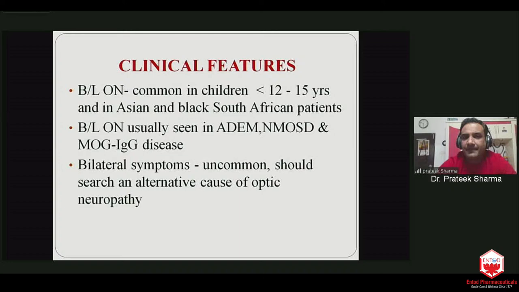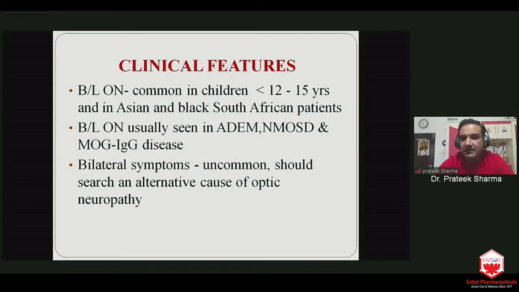encephalomyelitis, common. And also what we used to call Japanese multiple sclerosis has now become NMO spectrum disorder. And another new illness which I'm more intrigued about is MOG-IgG disease, myelin oligodendrocyte glycoprotein IgG disease, which almost behaves like ADEM and is almost going into the spectrum of ADEM. So recurrent ADEM may turn out to be MOG-IgG disease. So bilateral disease is uncommon.